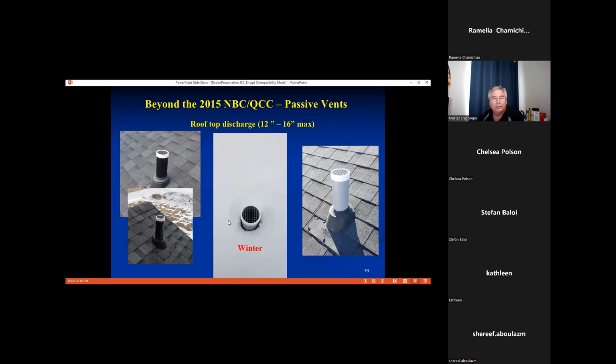And here's a picture of a pipe we took last winter in January, just after a real cold snap of -30. This is what we would see on the roof.